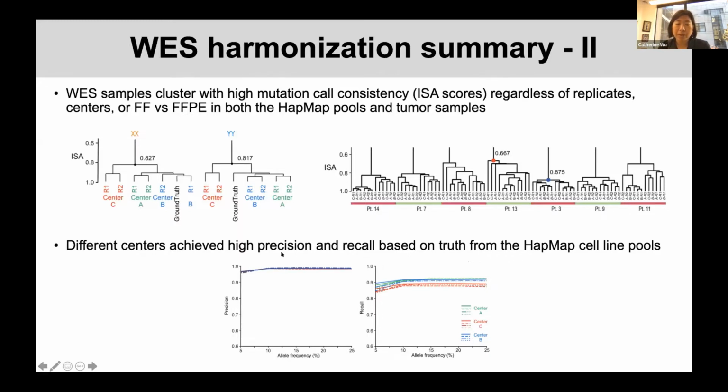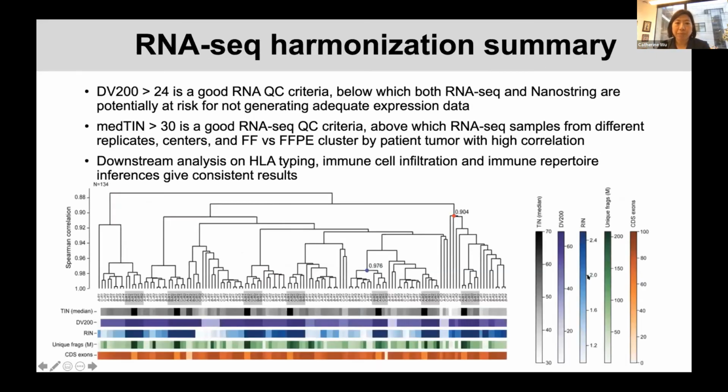And again, looking at the measures of precision and recall across the HapMap cell line pools, these were all at very high levels. So again, very reassuring that despite different centers, different chemistries, sequencing at the different centers in terms of the analysis, the data came through very nicely. Same thing for the RNA sequencing.